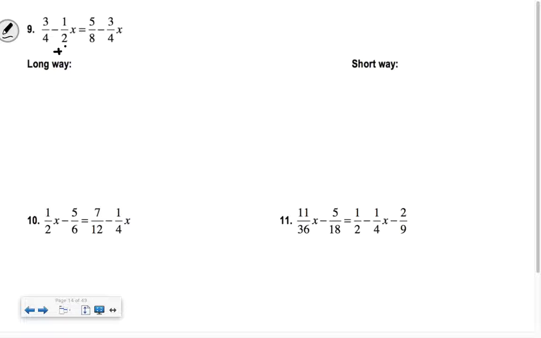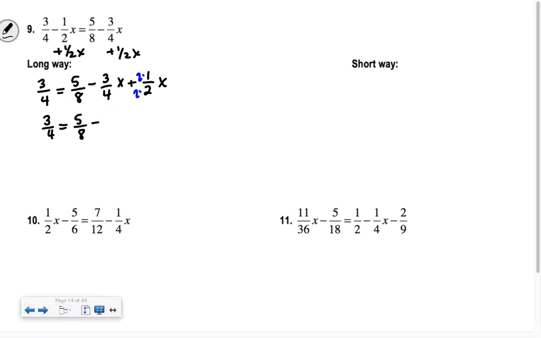If I want to combine my x's, I'm going to add my 1/2 x to both sides. So I'm going to have 3/4 equals 5/8 minus 3/4 x plus 1/2 x. I need to combine those x's, so I need common denominators. I'm going to multiply by 2 over 2 so that I have common denominators. So I'm going to have 3/4 equals 5/8 minus 3/4 x plus 2/4 x.